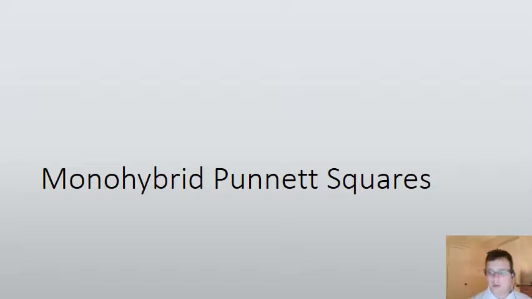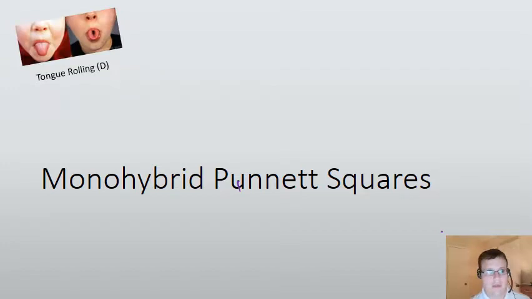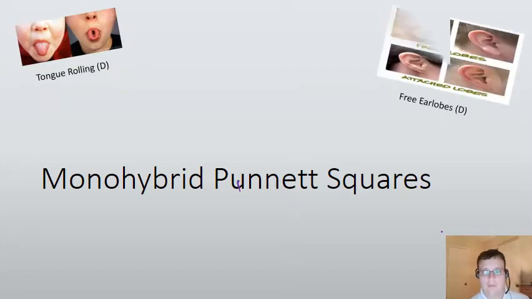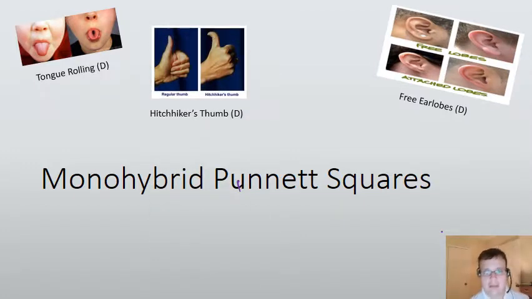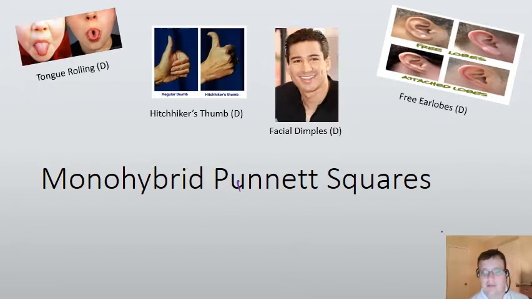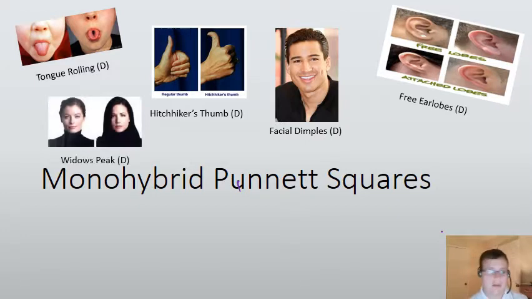So let's start with monohybrid Punnett squares. We have different types of monohybrid Punnett squares. In this case, we have a couple of human type Punnett squares. So we have tongue rolling, which is dominant. You have free earlobes or attached earlobes. Free earlobes is considered dominant. Hitchhiker's thumb, all right, whether you can bend your thumb back, which is known as hitchhiker's thumb, that's dominant. You have facial dimples, and then you have widow's peak. So here on the hairline, whether your hair dips down, in this case, the lady to the left here would have widow's peak.